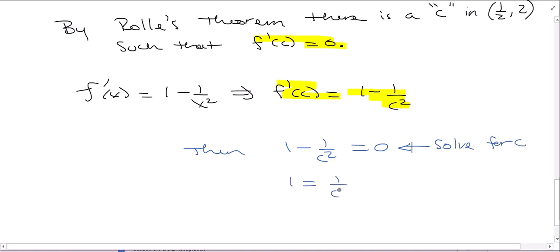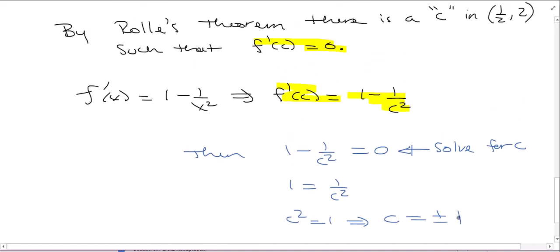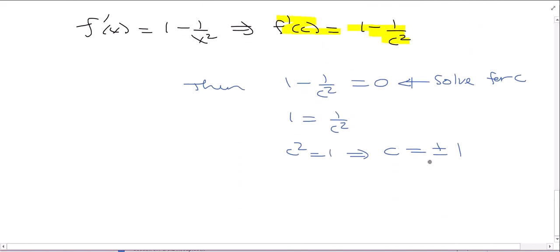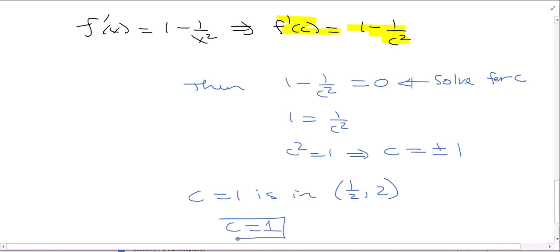So 1 equals 1 over c squared, cross multiply, so c squared equals 1. Take the square root of both sides, so c equals plus or minus 1. Don't forget the plus or minus. And we're in the interval 1/2, 2, so we're only going to take the one where that fits in the interval. So c equals 1 is in the interval 1/2, 2. So that means that c equal to 1 is the value guaranteed by Rolle's theorem. So that's where you're going to have a horizontal tangent line.